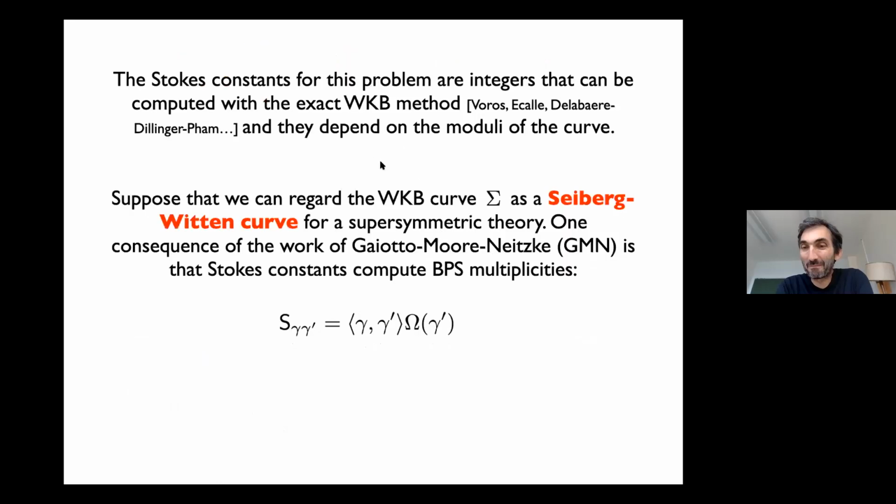Now, the Stokes constants for this problem turn out to be integers, and they can be computed with the exact WKB method. So this was work done a long time ago, in the early 80s and early 90s. And in this case, it turns out that the Stokes constant depends on the moduli of the curve. So they are not the same. As you change the shape of the WKB curve, these numbers will jump, and this is the famous wall-crossing phenomenon. But the constants in different chambers are actually integers.